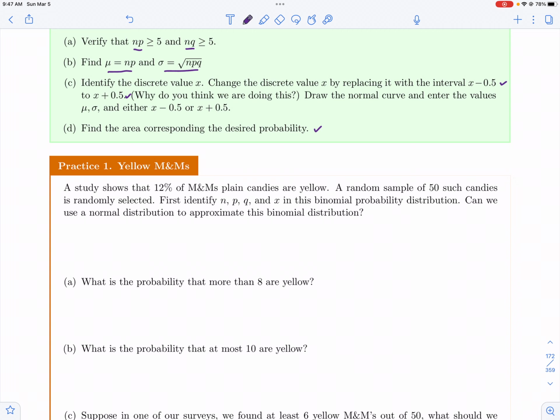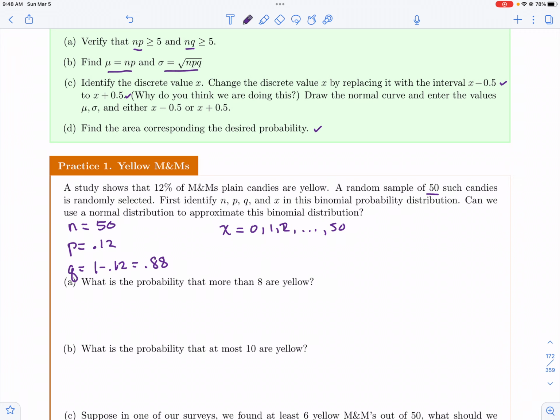For this one, our N is, of course, going to be 50. Our P is going to be the 0.12. Our Q is going to be 1 minus 0.12, which will be 0.88. And our X is going to be the number of yellow candies. So X is going to be the numbers 0, 1, 2, the whole way up to 50 in this case. We could get all 50 of them be yellow, but that'd be pretty unlikely. But that's what our X's are going to represent for this.